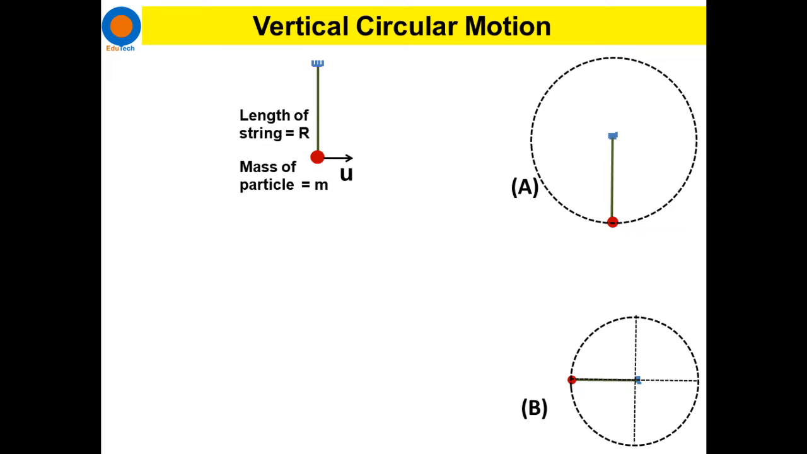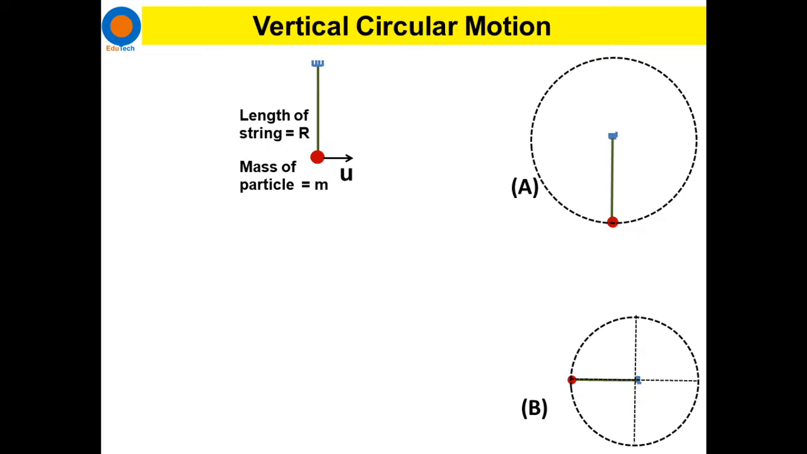We have to find firstly what is the minimum velocity u such that the particle goes through the complete circle. Actually here we have to find what the initial particle velocity u should be so that it completes the circle.